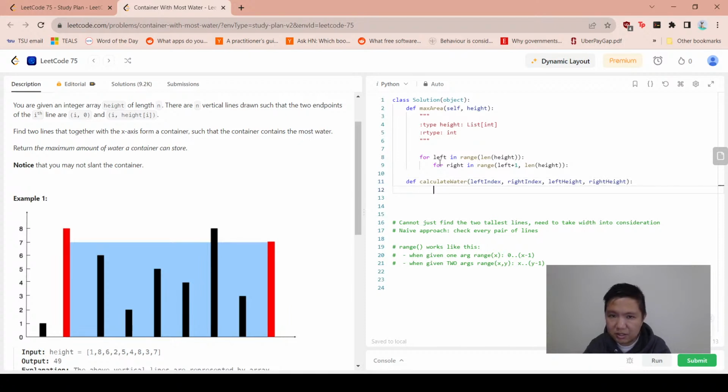Okay? So what you want to return is, we're going to assume that left is always smaller than right, just to make things a little bit easier. We want to get the difference in the index.